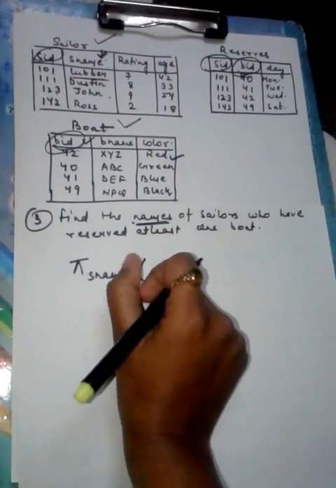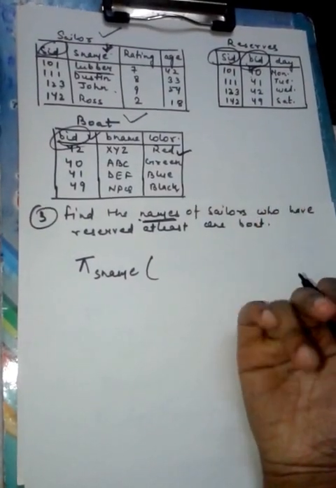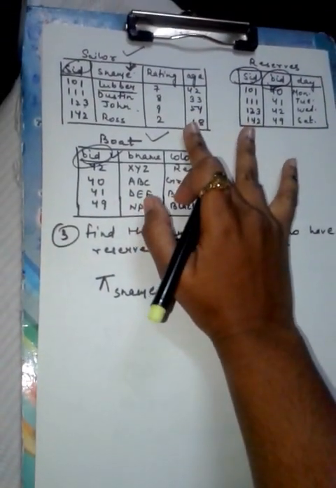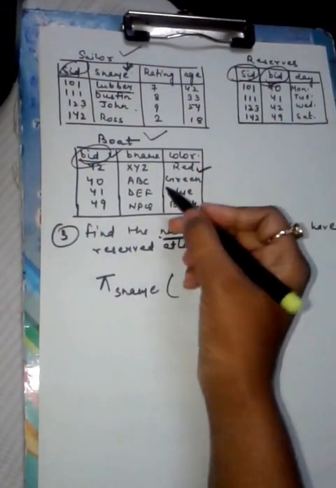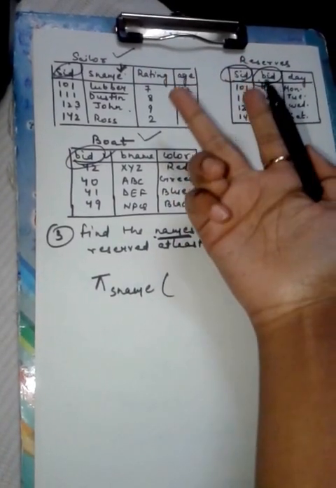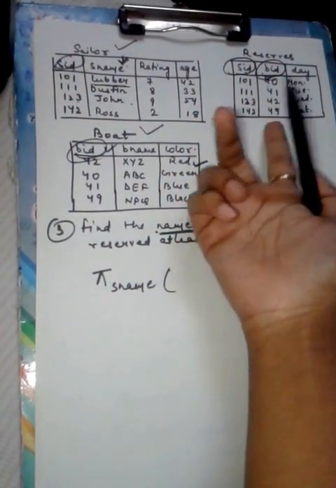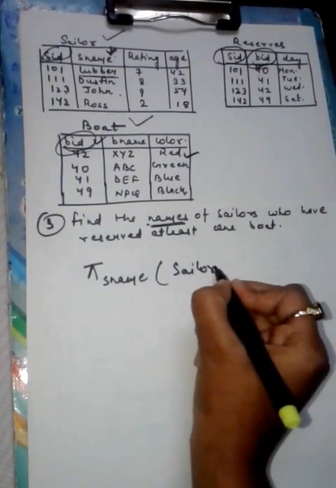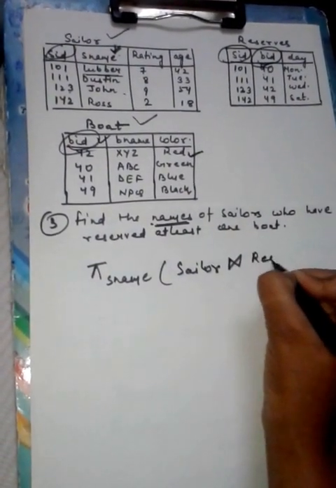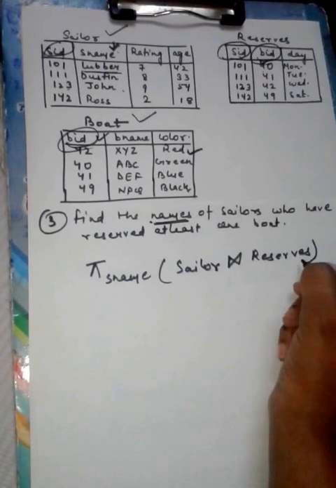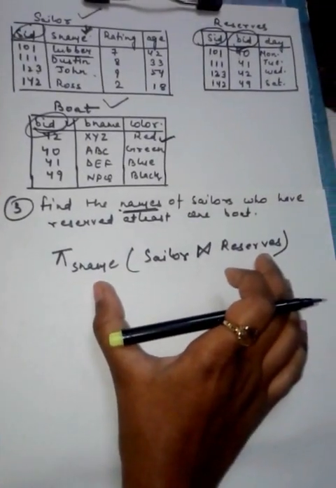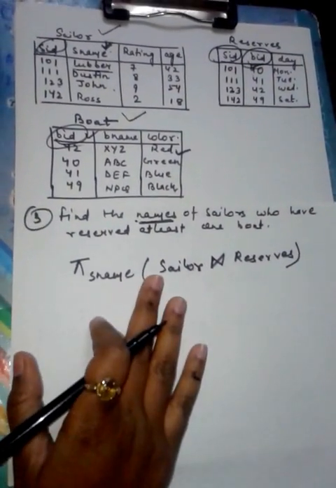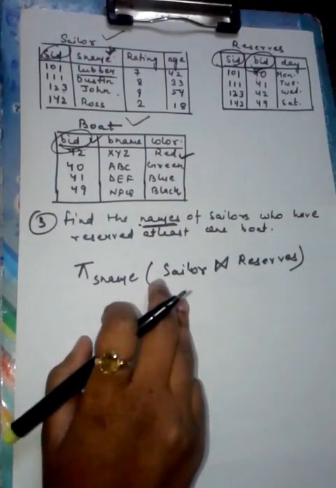So which tables will we consider for solving this query? We will use only these two tables, the seller table and the reserve table, because there is no use for the boat table. So we write seller and reserve. This will give the names of the sellers who have reserved at least one boat. So I think this query is clear for you.